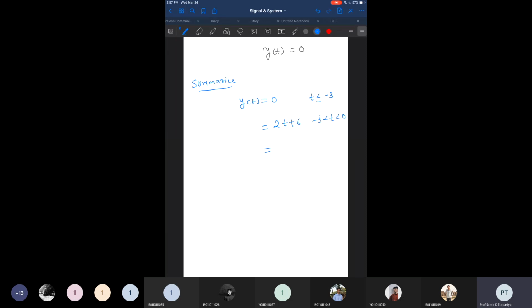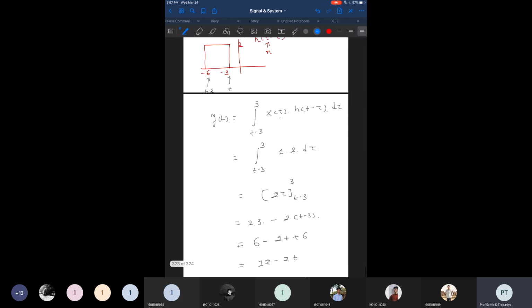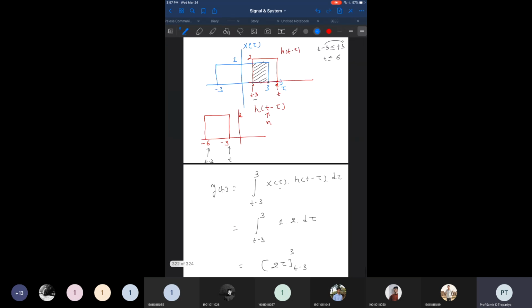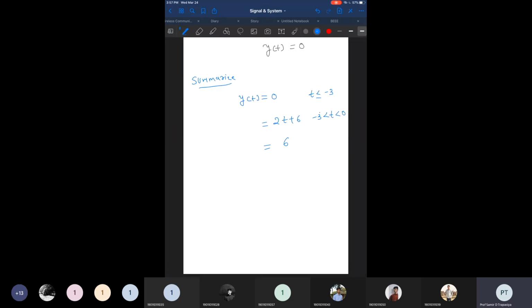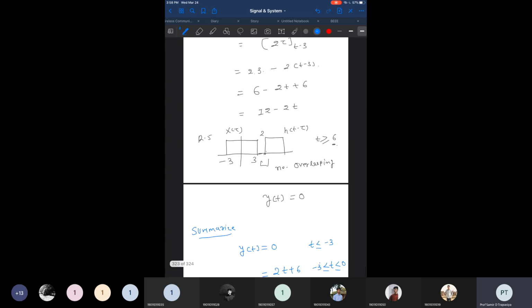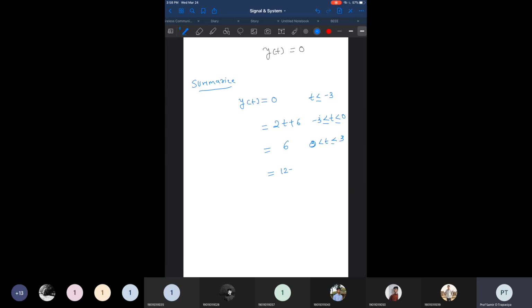Then we have a constant value, equal to 6, when t is between 0 and 3. And we have the value 12 minus 2t, where t is between 3 and 6, and it is equal to 0 elsewhere.